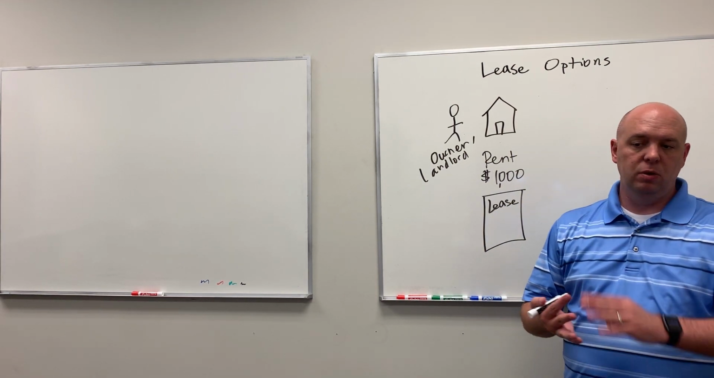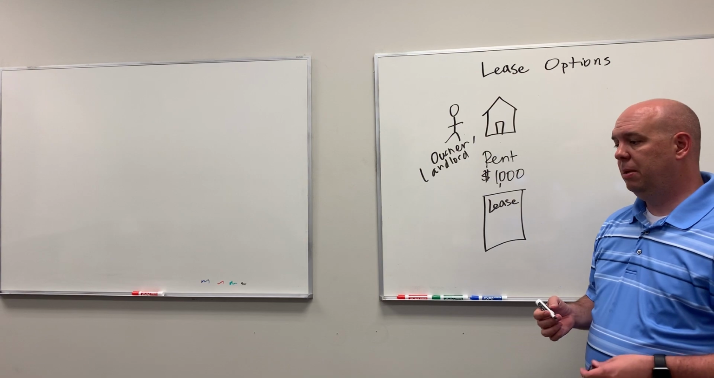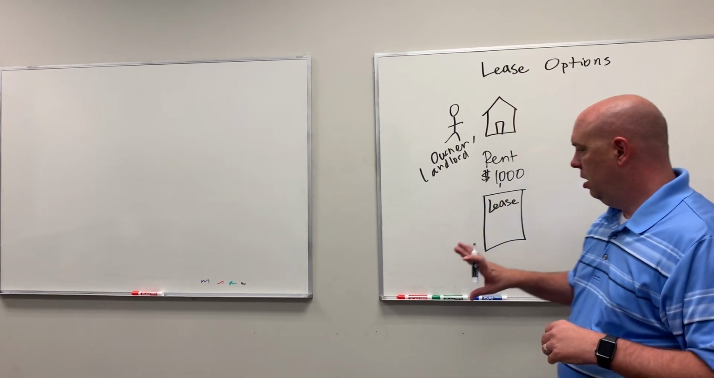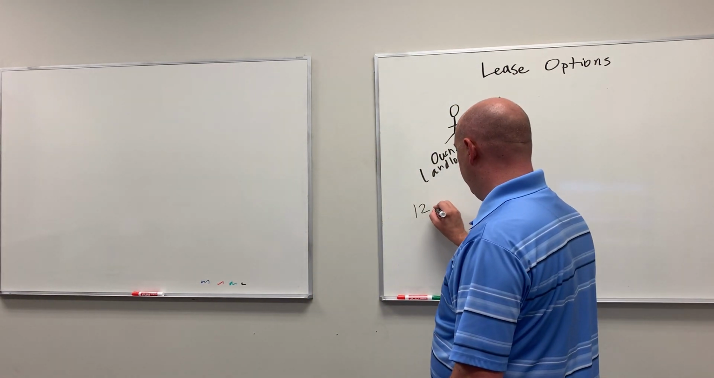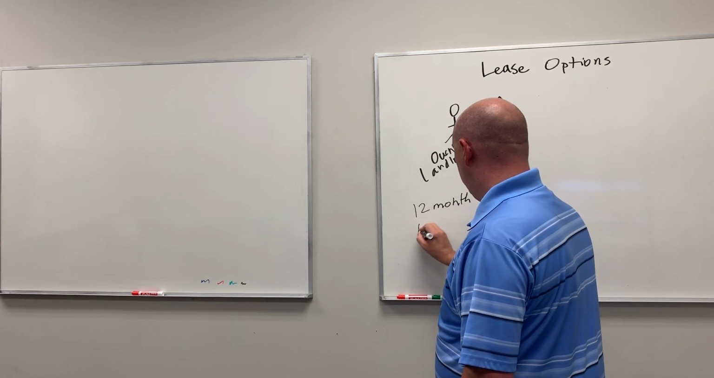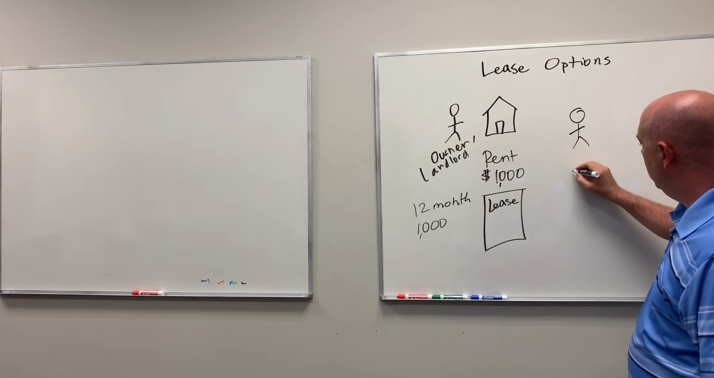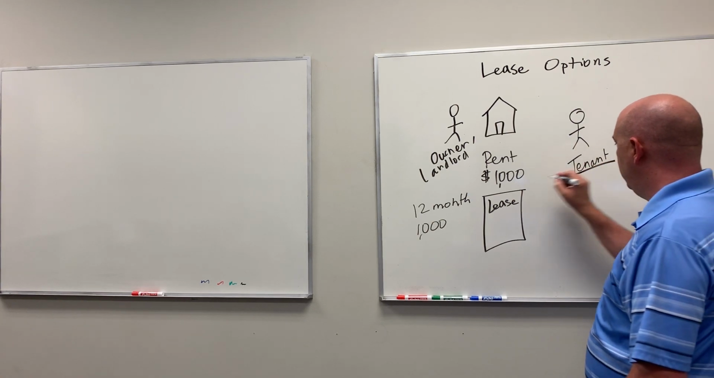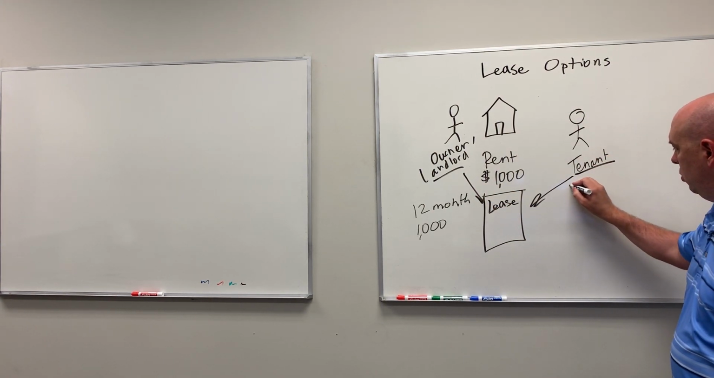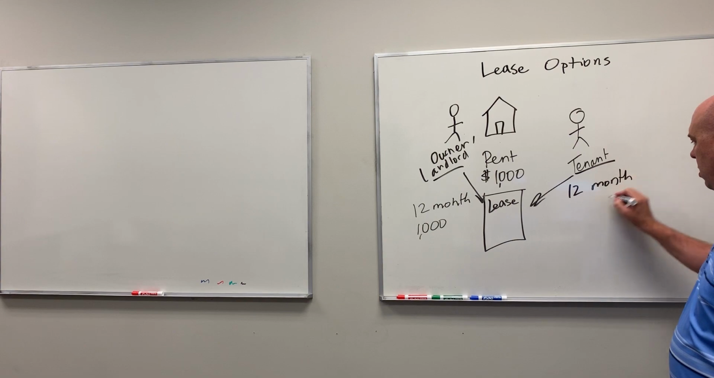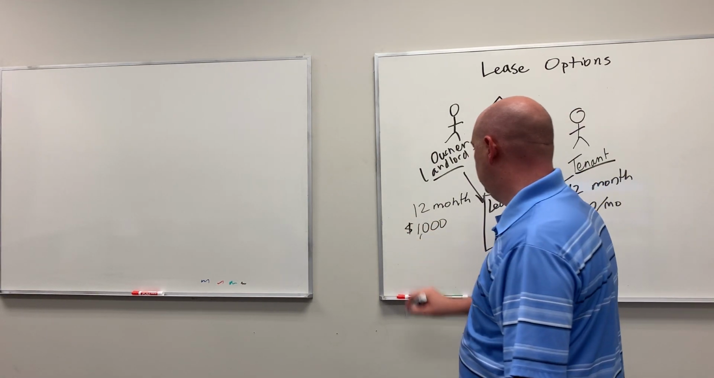It gives the tenant the right to live in the home, maybe the right to decorate it. They may even have the right to paint the walls or something like that. But it's set for a certain amount of time. Let's say a lease is typically 12 months, and rent is $1,000. And then over here, we have a tenant. Both the tenant and the landlord sign the lease, and they agree to 12 months and $1,000 a month. That's a typical lease.